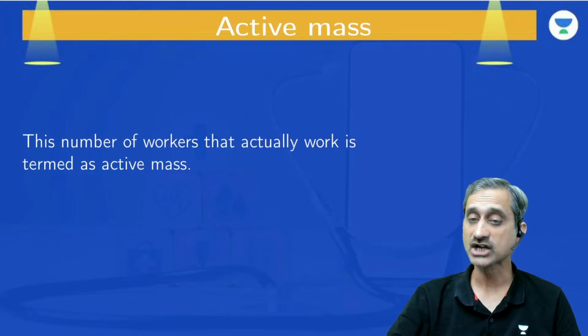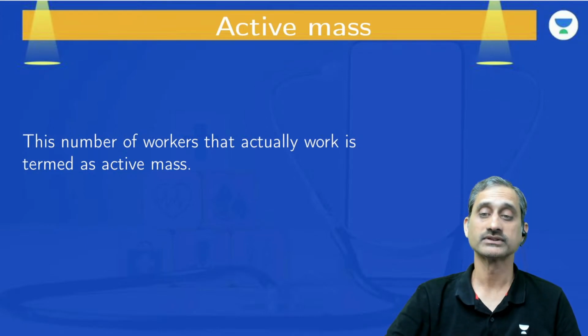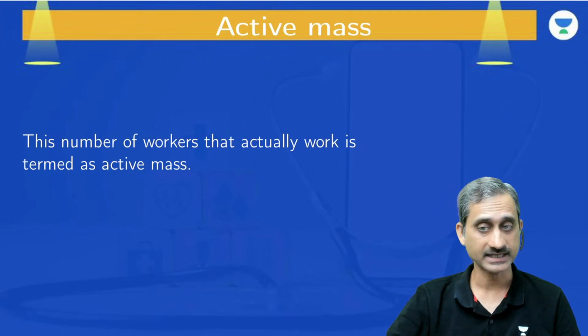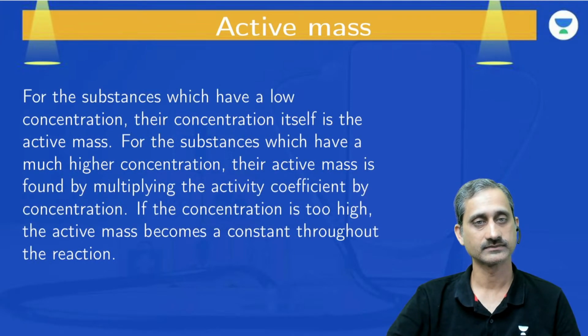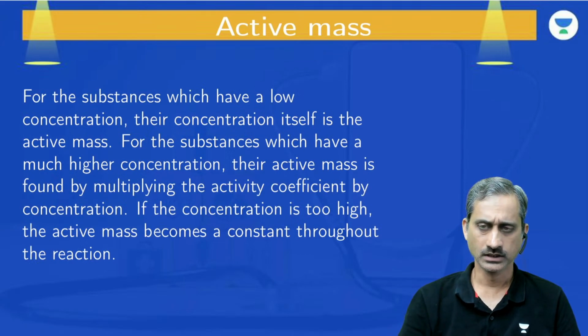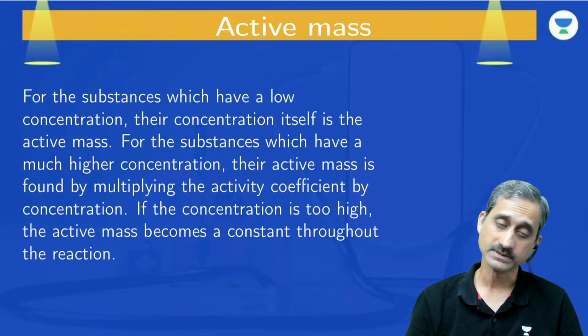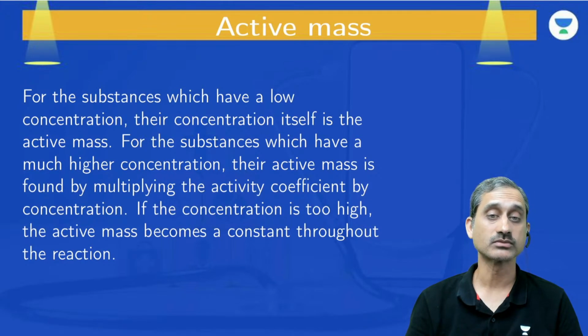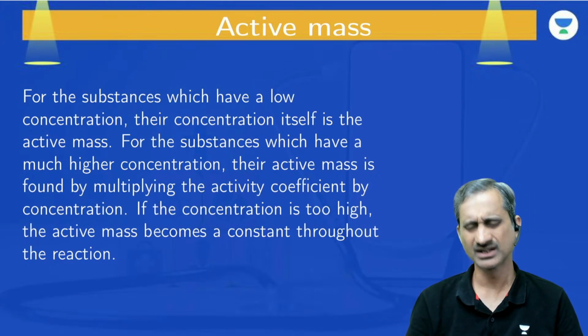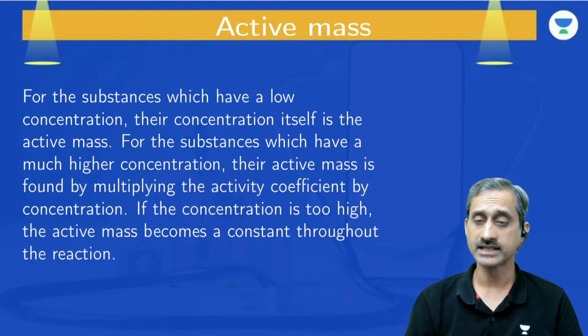The number of workers that actually work, the number of workers on which the rate of the formation of the house depends. That is what we have as the active mass. In case of substances which have low concentration, their concentration itself becomes the active mass. And for substances which have much higher concentration, their active mass is found by multiplying by the activity coefficient. Now that goes to a little higher value. In NCERT also they have mentioned the word activity and fugacity for the gases. So I have mentioned it. The active mass is the activity coefficient multiplied by concentration.